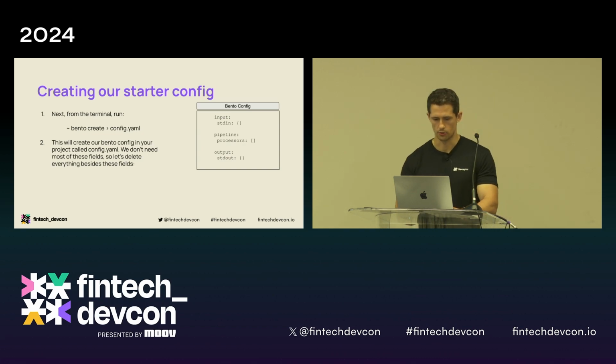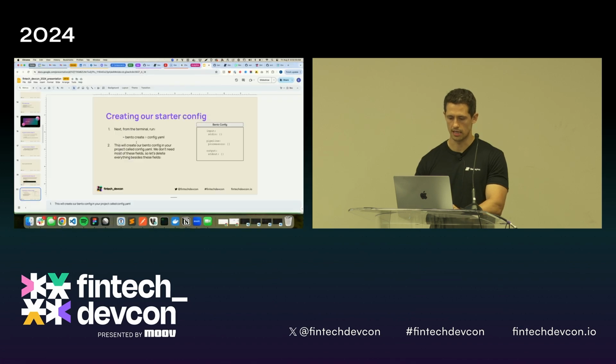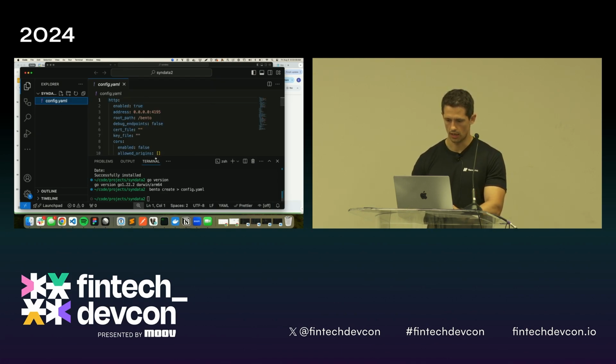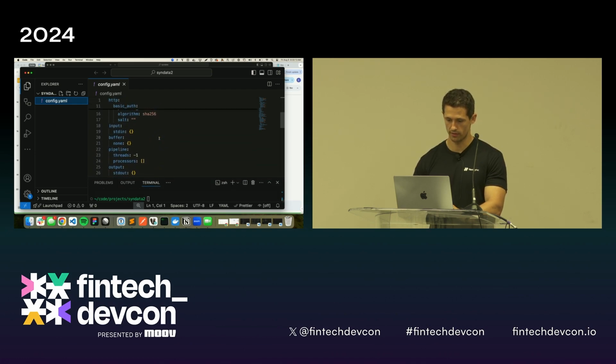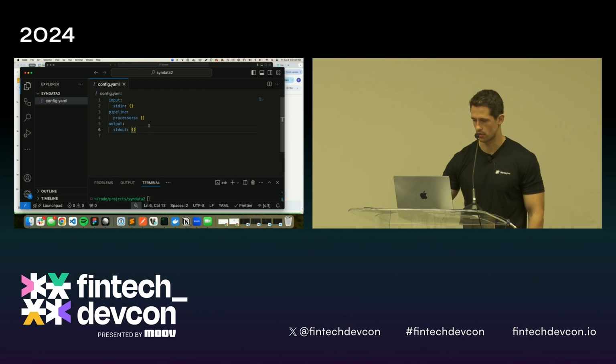We can create this just by running this command here: bento create, then this caret thingy, config.yaml. I'll blow this up a little bit so we can see it. You can run that directly in your terminal, and you should see this config.yaml file get created. It's going to create a really big config that we don't need. You can delete everything before input, which should be on line 18, and just keep input stdin, delete the buffer, delete everything after output stdout, and even the threads. And you should get to something like this.